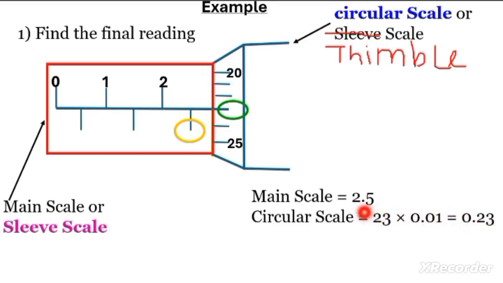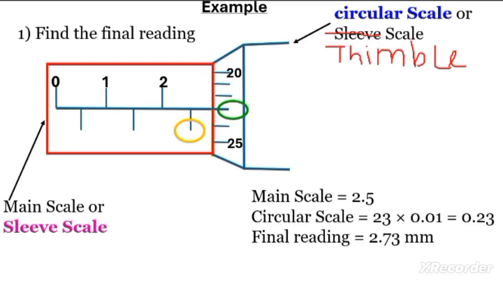0.23 millimeters. According to the steps we have been discussing, the next step is to add these two numbers, 2.5 and 0.23. So let us add these numbers. Final reading is equal to 2.5 plus 0.23. We are going to get 2.73 millimeters. So this is our final answer.